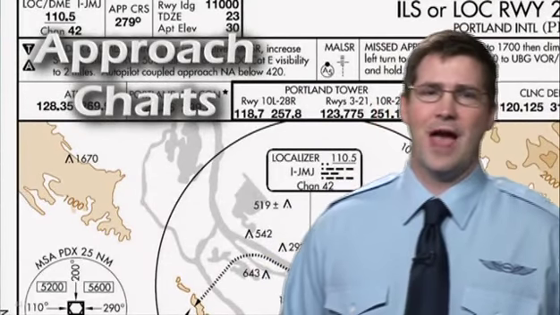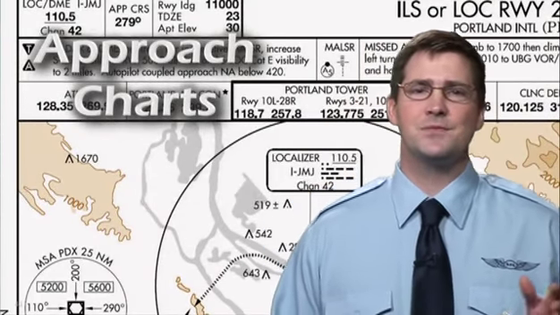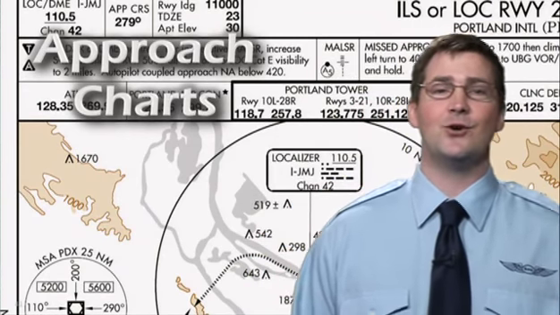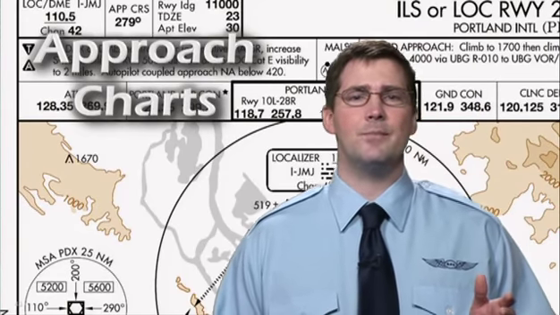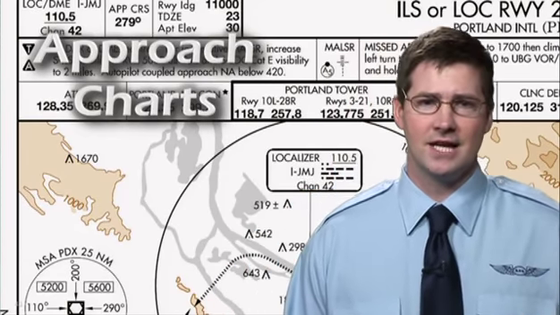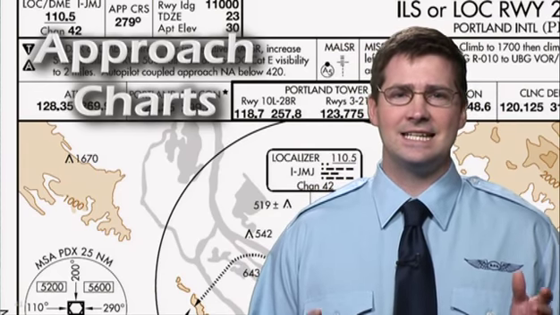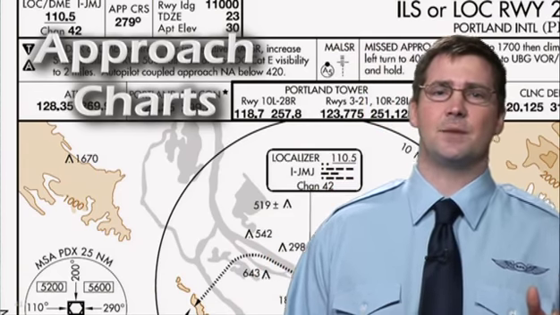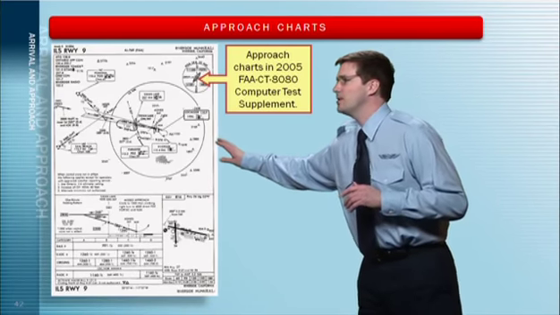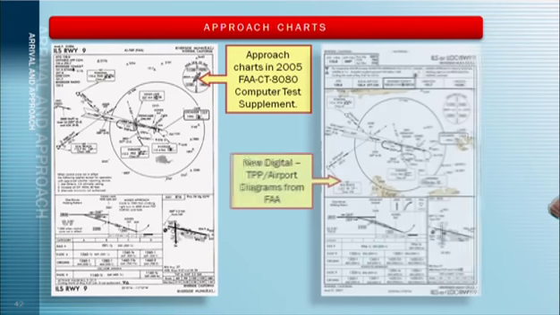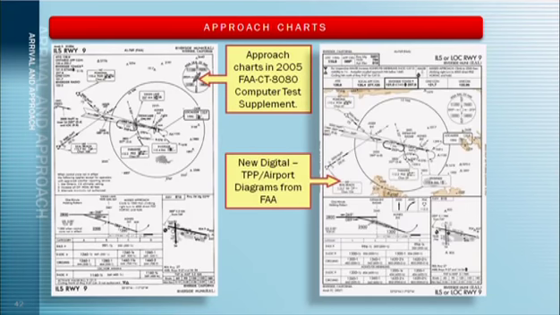Now that we've learned a few acronyms, terms, and abbreviations, let's put that knowledge to good use and look into approach charts. Before we study the approach charts, you must understand that you may be asked questions on the knowledge test from the charts used in the FAA CT 8080 computer testing supplement. Here's an example of the FAA's CT 8080 computer testing supplement. The new digital TPP airport diagrams from the FAA are currently used. Note that they are very similar. For this course, we will study the newer charts.